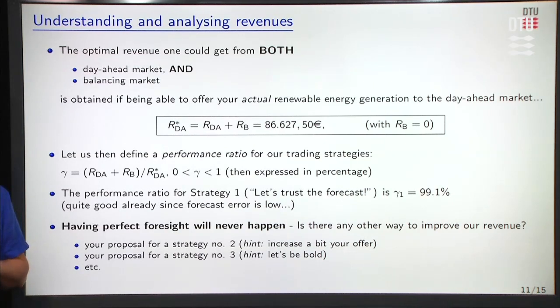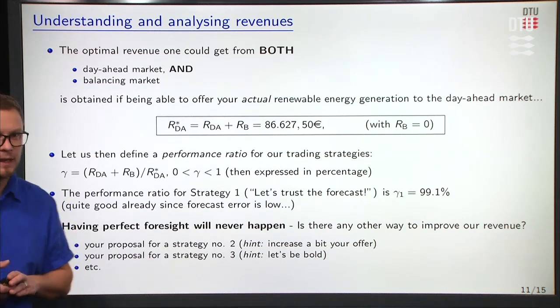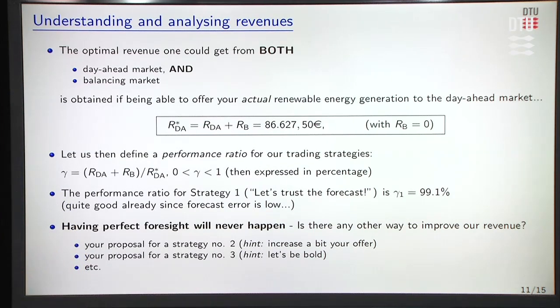Also in practice, having perfect foresight will never happen. So is there any other way we could consider to improve our revenue? We're going to look at two very basic ideas. Just to give you a hint and for illustration, we'll have a strategy number 2, which is called increase a bit your offer. And then we'll have a proposal for strategy number 3, which is let's be bold.